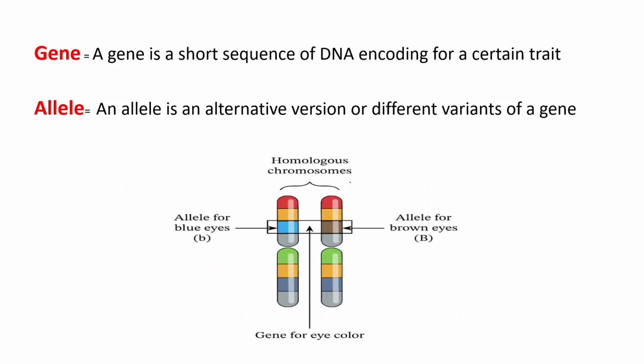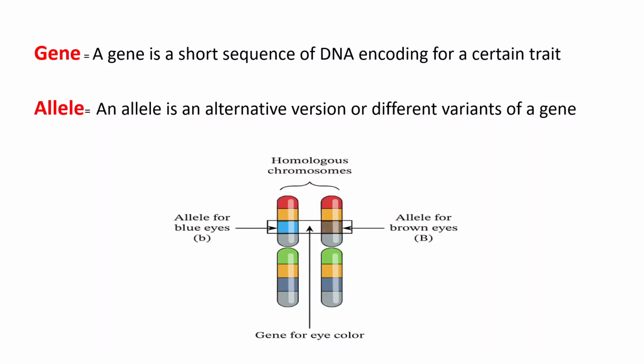So what is a gene? Some important terms are there that we should understand. A gene is a short sequence of DNA that encodes a certain kind of trait or character. And what is an allele? An allele is an alternative version or different variant of any kind of gene. We will understand this well with this diagram.